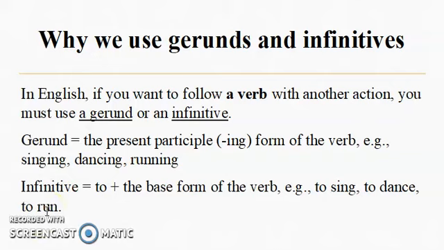Now, a gerund is essentially a present participle ending of a verb, ing. For example, singing, dancing, running, working. An infinitive has the word to before the base form of the verb, like to sing, to dance, to run, to work, to write.